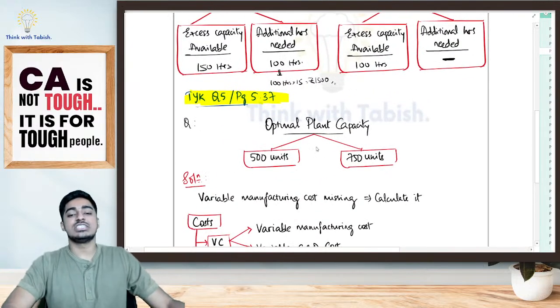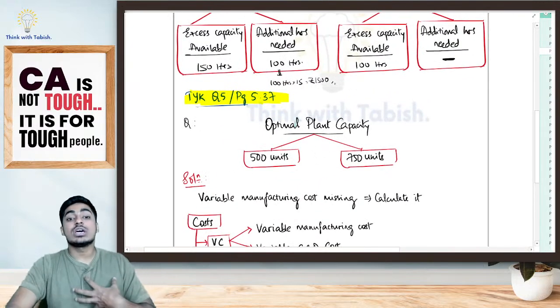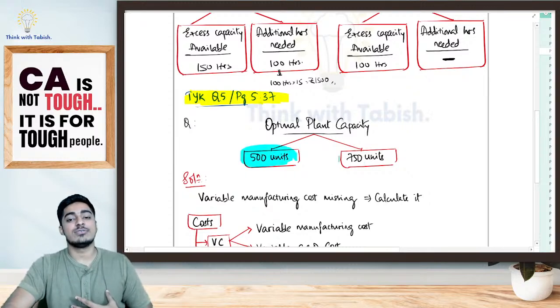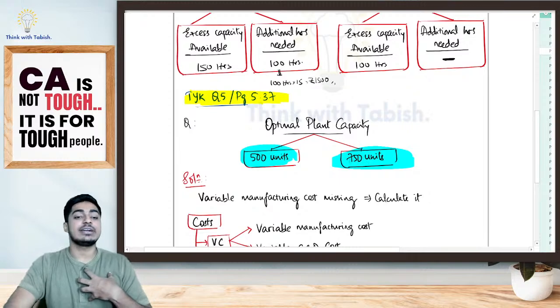Yes, what is the decision we have to take, students? What is the decision? What are we looking at? Should we produce 500 units or should we produce 750 units? This is the decision that we are taking.